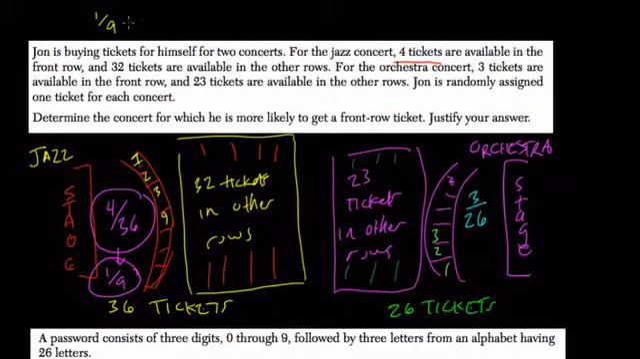1/9, if I multiply it by 3 over 3, what do we get? We get 3 27ths, right? So it's 3 out of 27. That's your chance of getting a front row ticket here in the jazz concert versus 3 out of 26. So which one's greater? Well, think about the pieces of a fraction. Here we have 27ths. It's like taking something and cutting it into 27 small pieces. Whereas in the other case, you have 26ths.